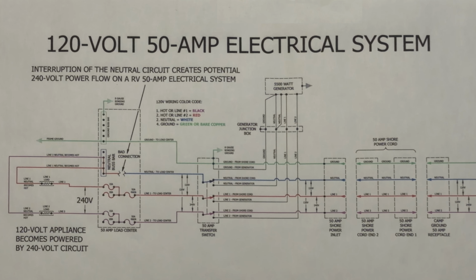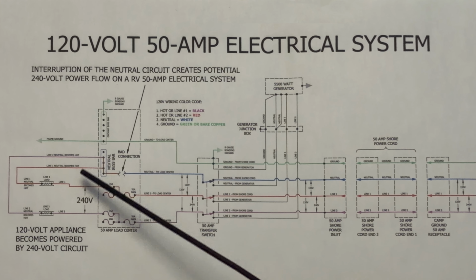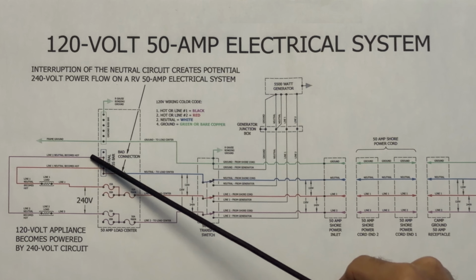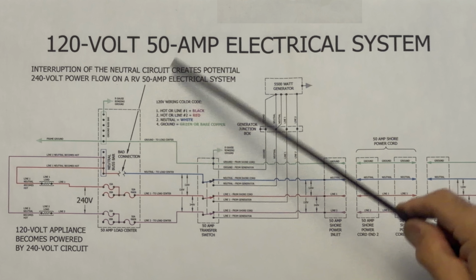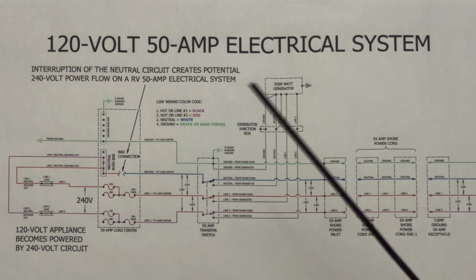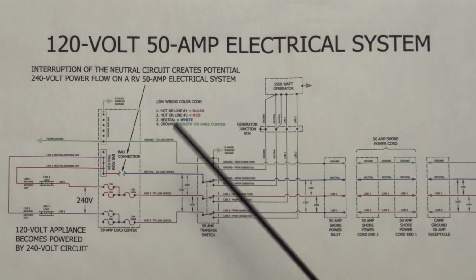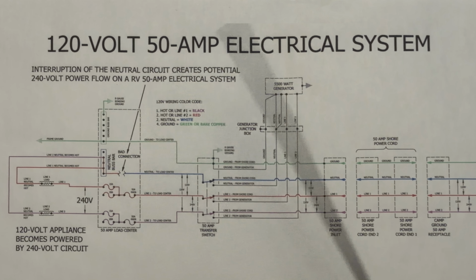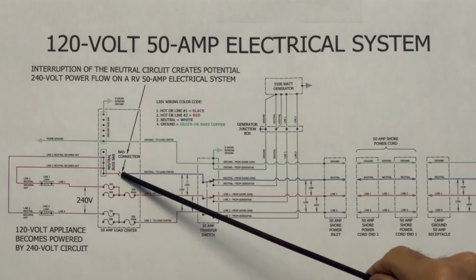So in a normal system, when the neutral wire is functioning correctly, you'll have 120 volts between line 1 and neutral, and you'll also have 120 volts between line 2 and neutral. But if you notice on this diagram, we show a bad connection. So we've interrupted the neutral circuit on this electrical system, and what happens is you can create up to 240 volts of power flowing down your wires to your appliances. These appliances are only rated for 120 volts, and you'll damage them.